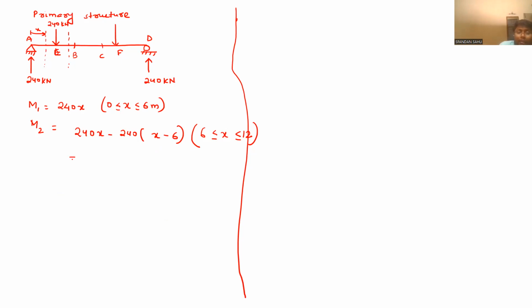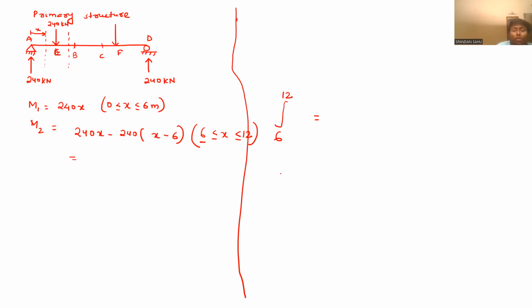And you will get, after simplification, x will cut, and you will get a constant value. That constant, let it be anything. But the thing is, when you integrate, there will be a lower limit and an upper limit.